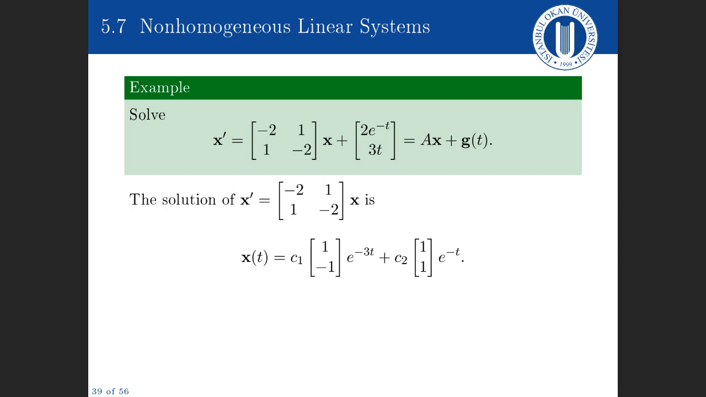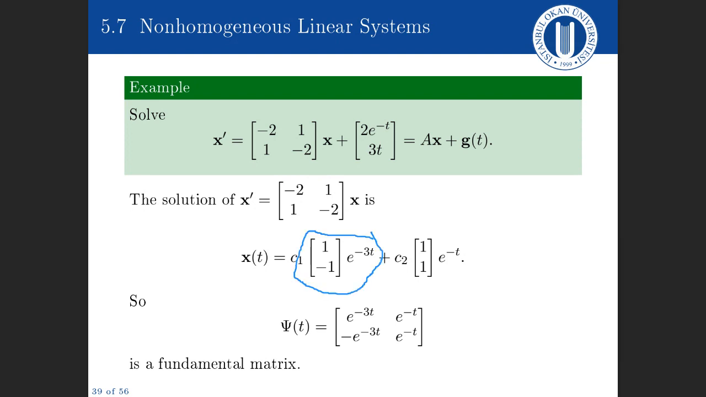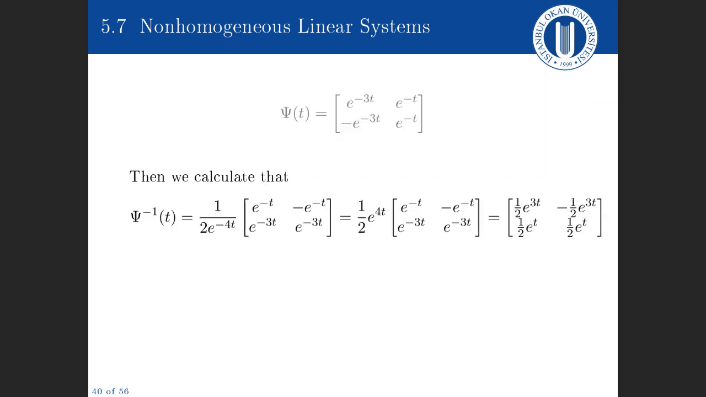The general solution of the homogeneous equation we know because we've done it twice already today. Constant times eigenvector times e to the power eigenvalue t, plus constant times eigenvector times e to the power eigenvalue t. So we can write down the fundamental matrix. (1, -1) e^(-t) gives us the first column, and (1, 1) e^(-t) gives us the second column. That's step one done.